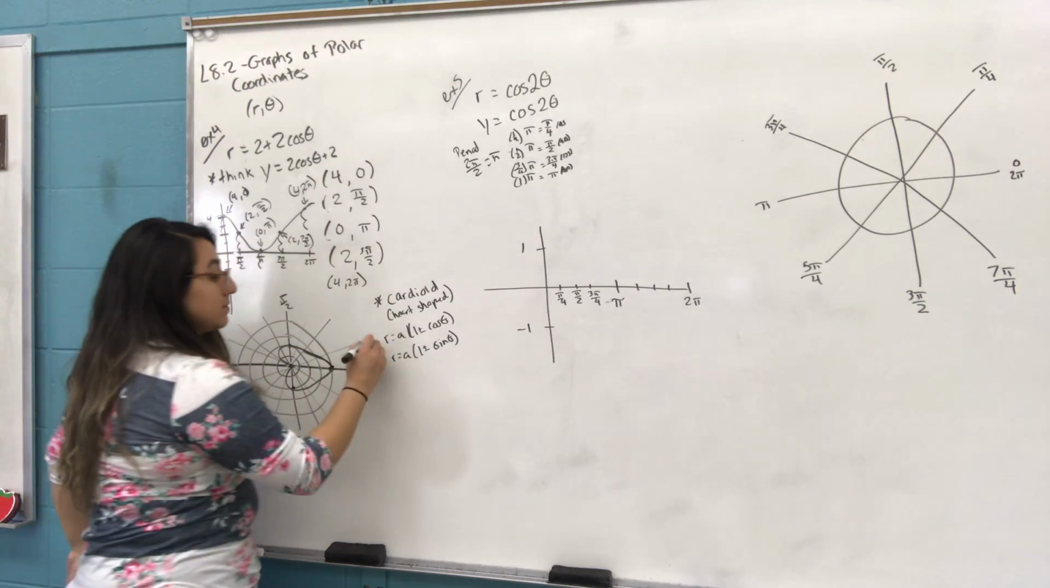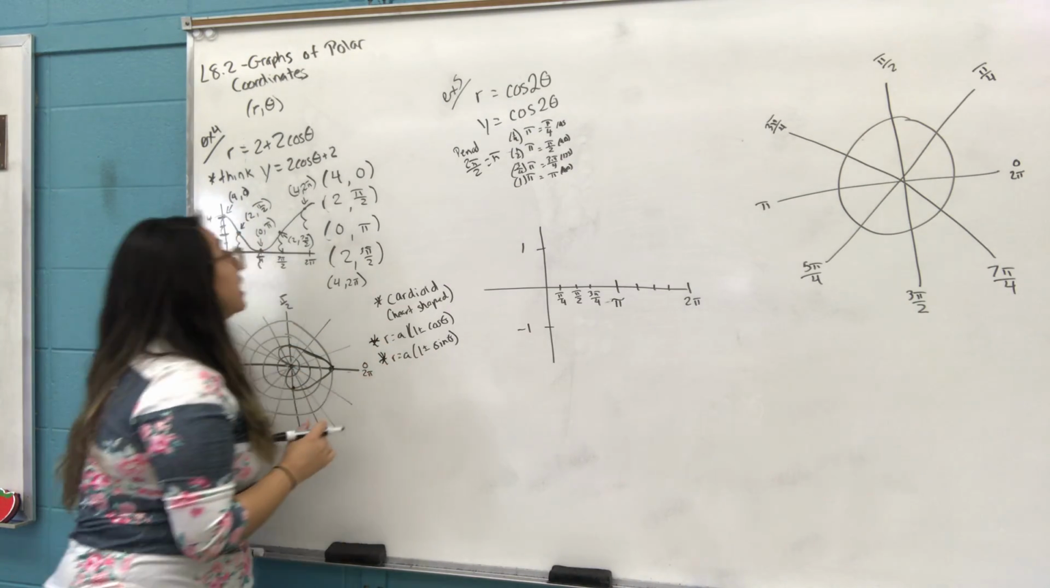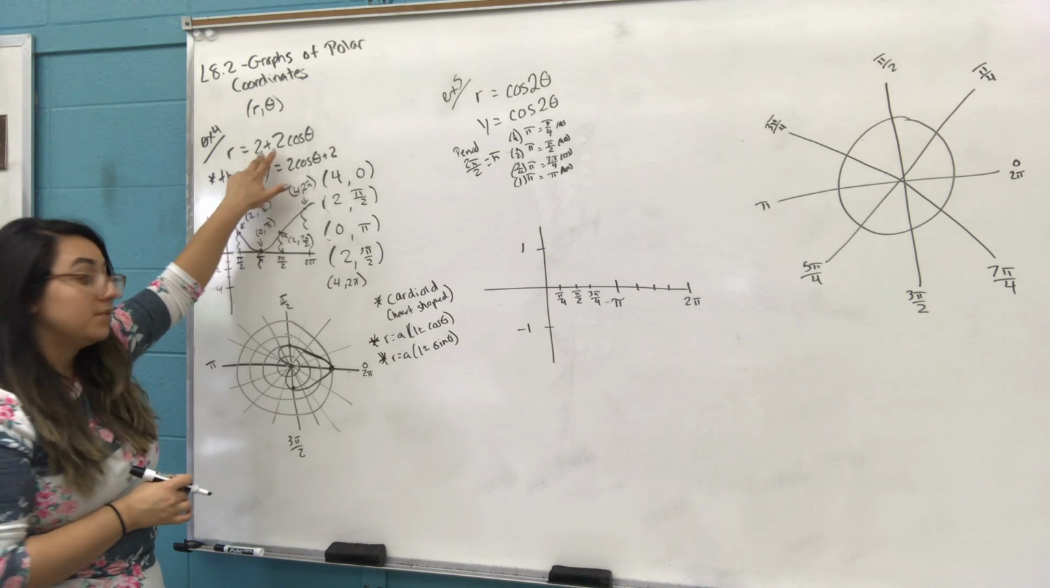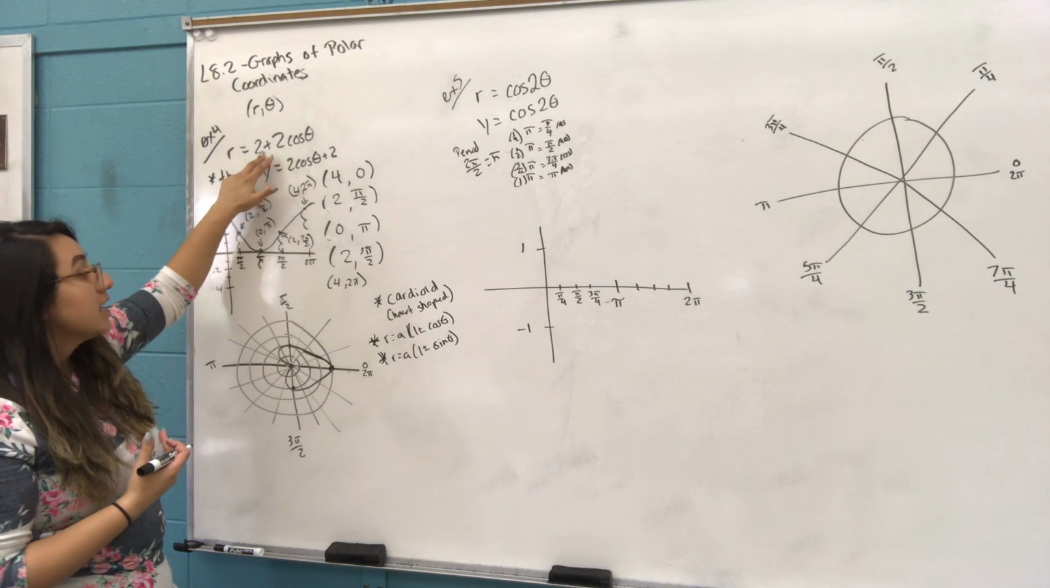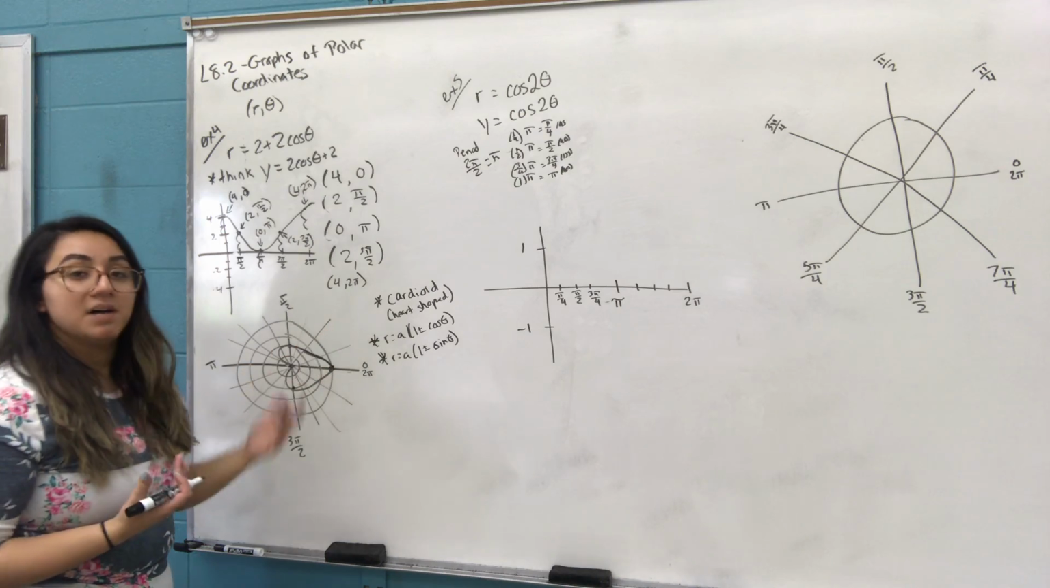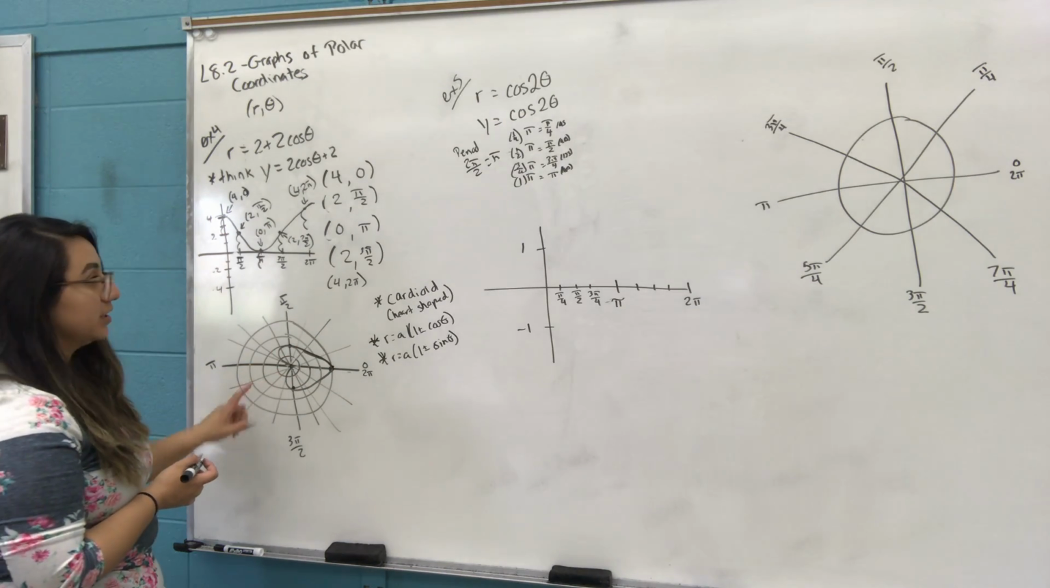So the pattern for that would be whenever you have a +2, a -2, whenever you have that type of number, that changes into a cardioid shape. So then you have a little heart here.